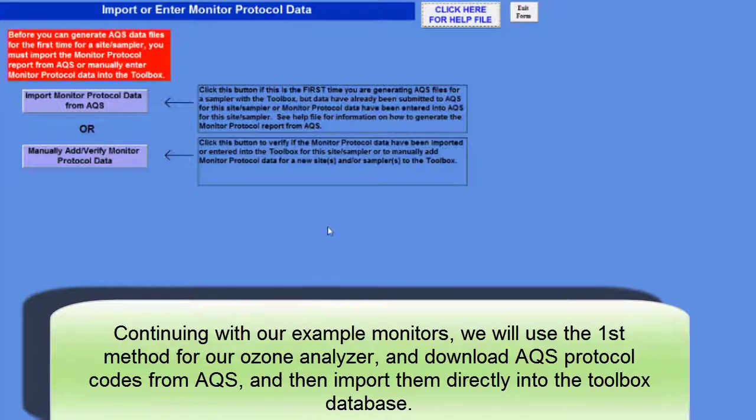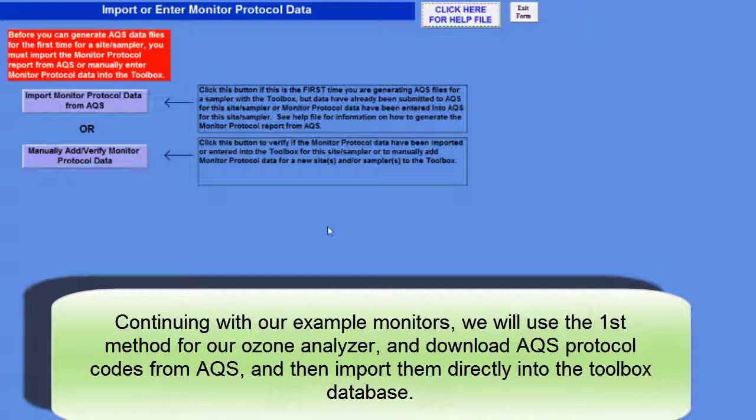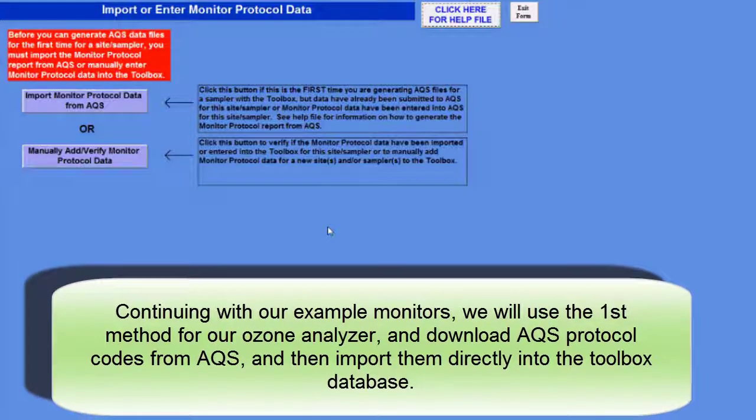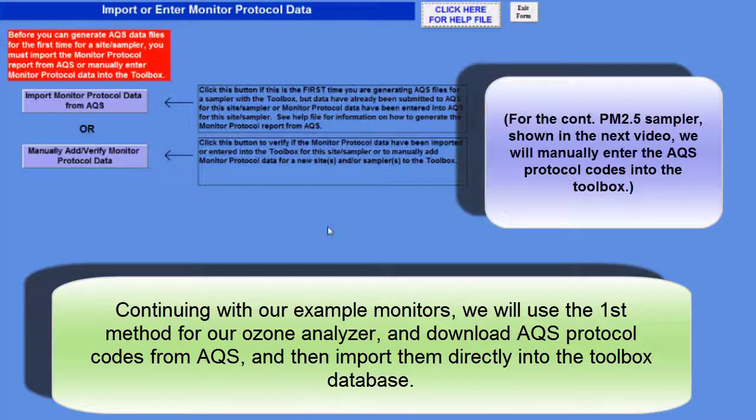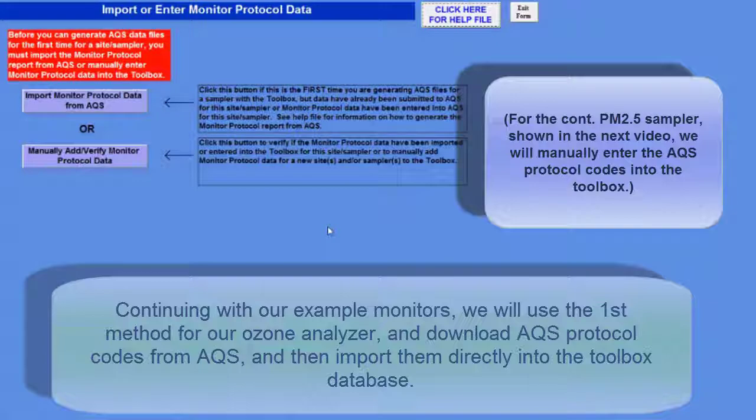For my imaginary ozone sampler, I'm going to download the sampling methodology file from AQS and import it into the toolbox. For my PM 2.5 sampler and my metadata, I'm going to manually enter the AQS sampling methodologies.